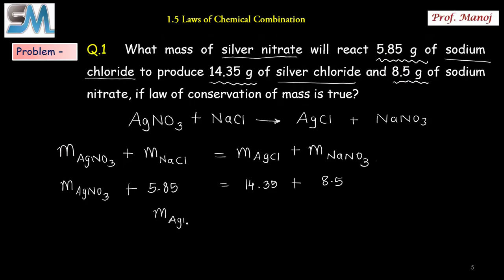This is going to be very simple. So mass of silver nitrate will be 14.35 plus 8.5 minus 5.85. If you do all this calculation, you will get the answer as 17 gram. We are simply using the law of conservation of mass. In any question based on a reaction and its masses, remember, you are going to use the law of conservation of mass.